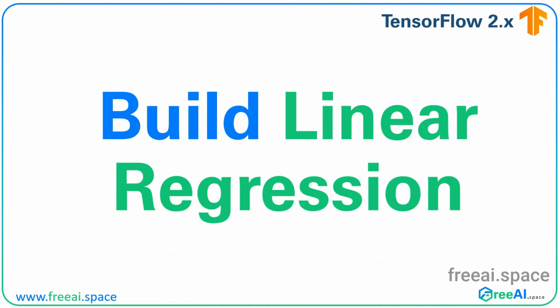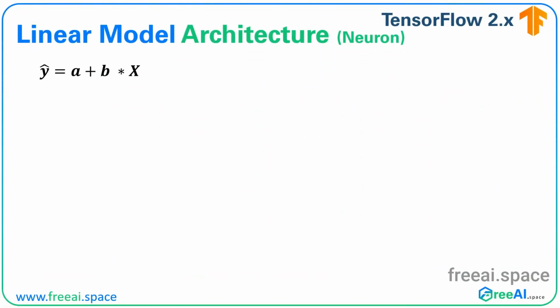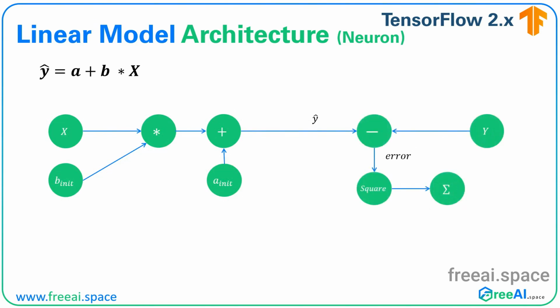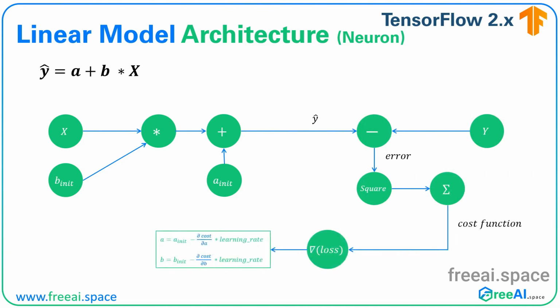In this lecture, we'll talk about how to build a linear regression in TensorFlow. In the previous lecture, we talked about the model architecture. We consider a simple equation y hat is equal to a plus b into x, and this can be modeled such a way like x into b, and we add with the initial value of a, and which you'll get the y hat. And then what we'll calculate is error, and from the error we'll calculate sum of square error, which is what our cost function. From that cost function we will pass that to our gradient, and we will update the values of a and b. So this is the idea, and let's see how to build this in TensorFlow.